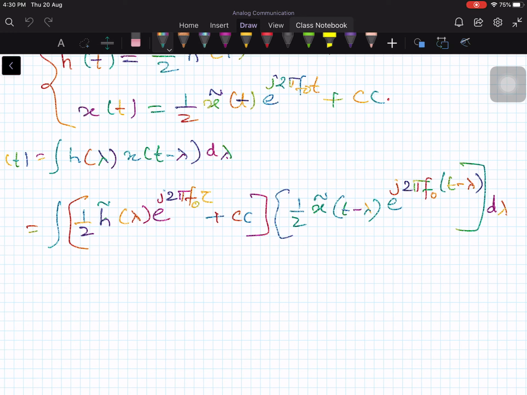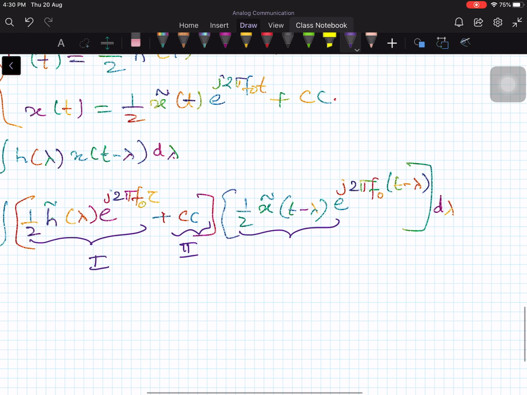Maybe this color. Okay, so this is, let's say, the first component, and this one is the second component, this one is... I'm sorry, one more component I forgot here, let me write it down, the third component, plus complex conjugate, and then d lambda. Therefore, this is going to be the fourth component.